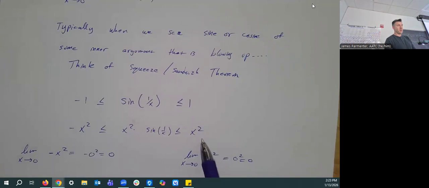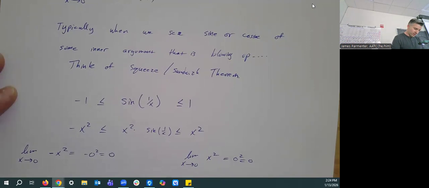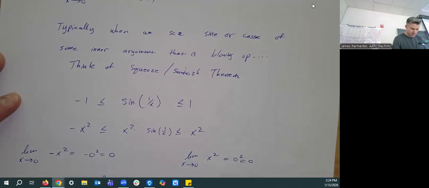If the thing that's bigger than x squared sine of 1 over x has a limit of 0, and the thing that's smaller than x squared sine of 1 over x also has a limit equal to 0, then the middle thing is less than or equal to 0 and bigger than or equal to 0. It's got to be 0. There's no other value that's left. So we can say by the squeeze theorem, or sandwich theorem, whatever you want to call it, the limit as x approaches 0 of x squared times sine of 1 over x is equal to 0.